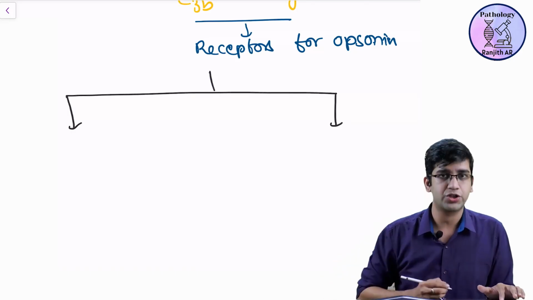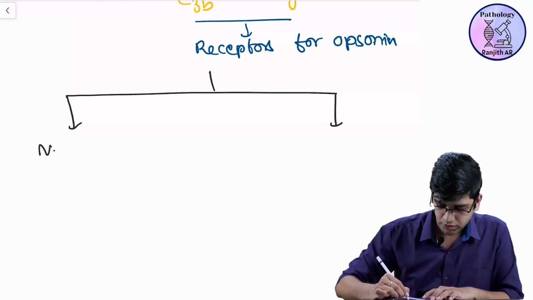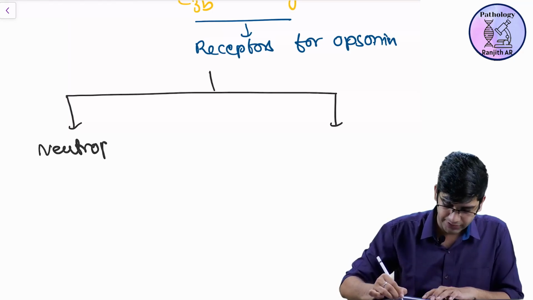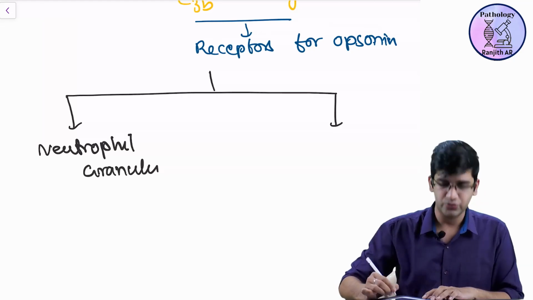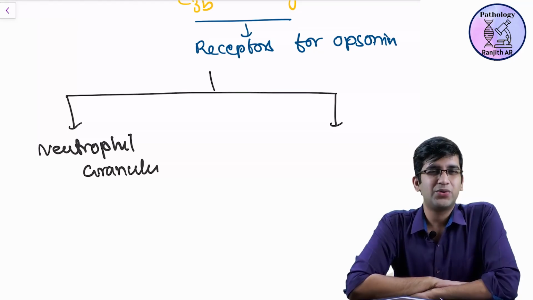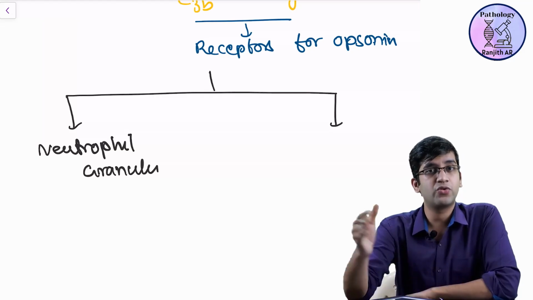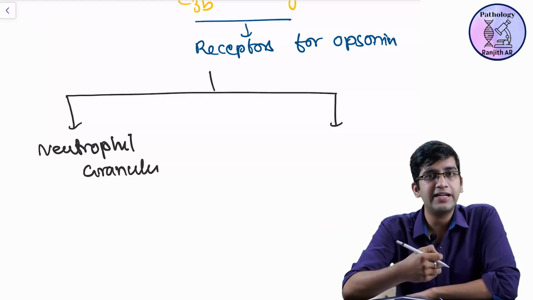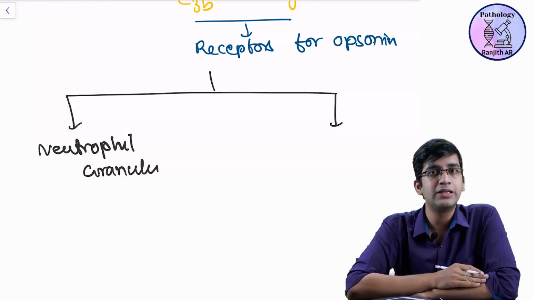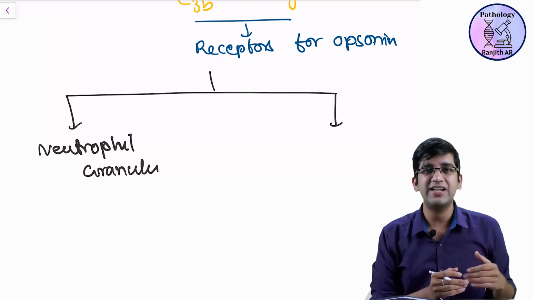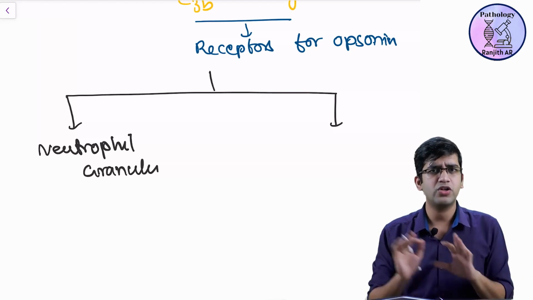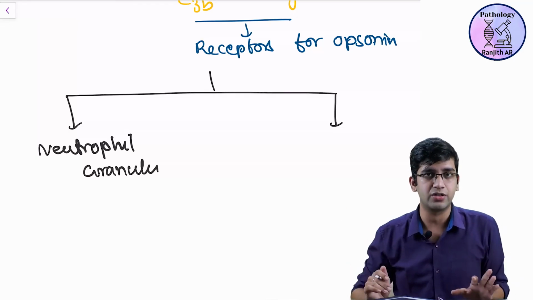I have two ways of destruction. One is with the help of neutrophil granules. There are plenty of neutrophil granules. You cannot remember it. We'll read it whenever we require. In different stages of pathology, we'll identify the use of one or the other granule. In that way, we'll compile it at the end. Initially, it's very difficult to memorize everything. One is neutrophil granule mediated destruction.